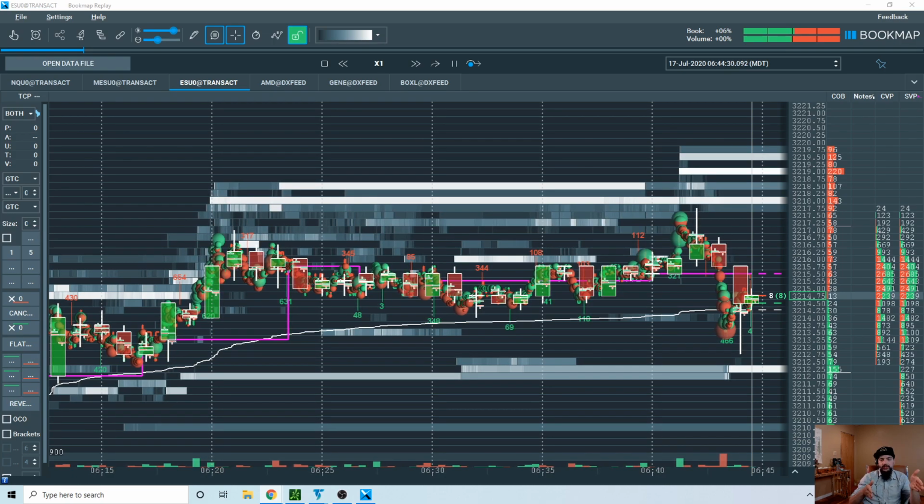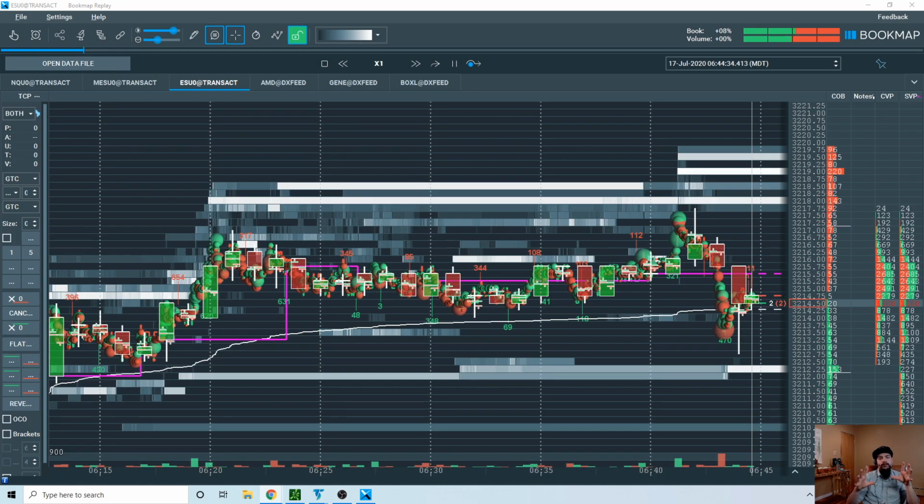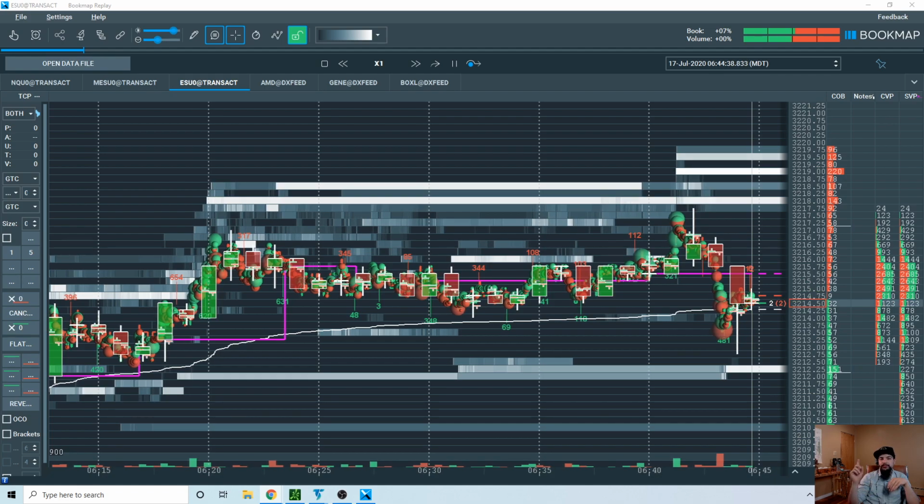Well, you can choose for this to be non-aggregated. Turn off the clustering, turn off all of that. That way you have raw data. If it was one person putting on 5 contracts, that's what you see.